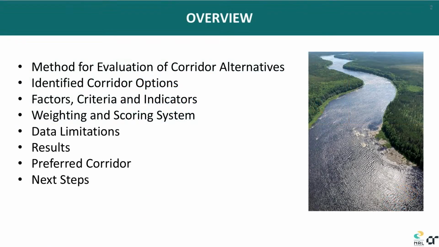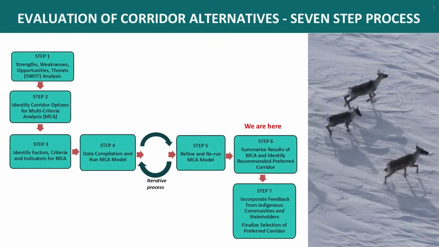I'll do a quick review of what we talked about last week. We're going to talk about the method of evaluating the corridor alternatives, the corridor options, factors, criteria, and indicators, the weighting and scoring system, the data limitations, and then the focus of today's presentation will be on the results, the preferred corridor, as well as next steps. So let's dive in and do a quick discussion on the different steps involved in this process, the evaluation of the corridor alternatives.